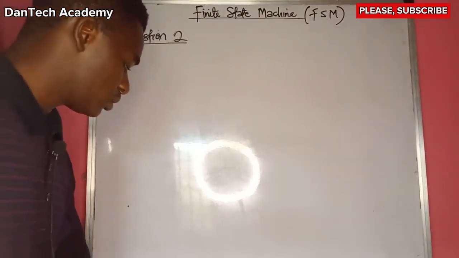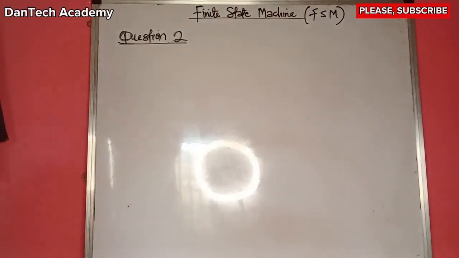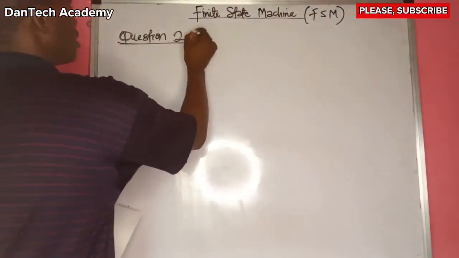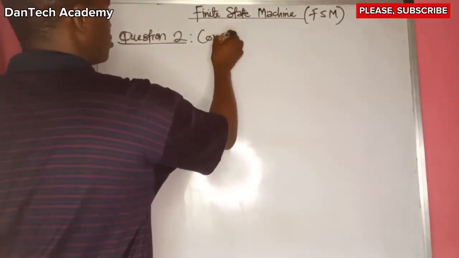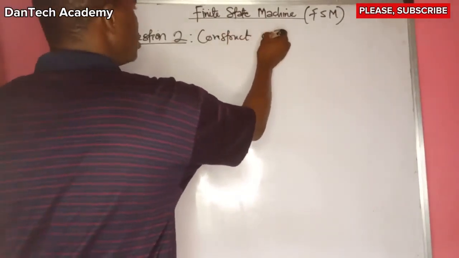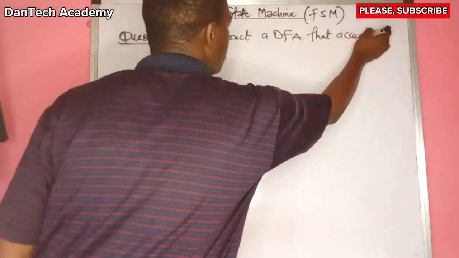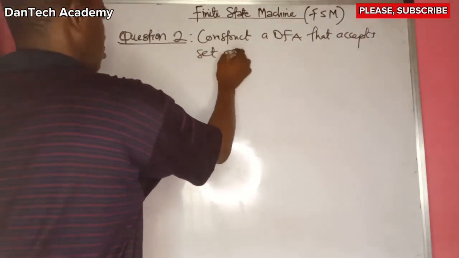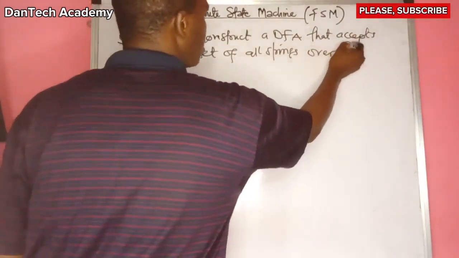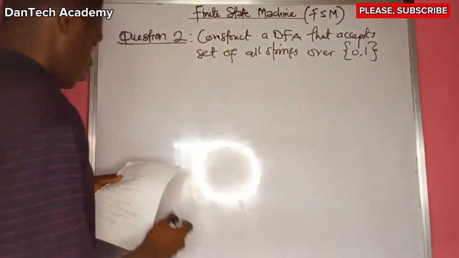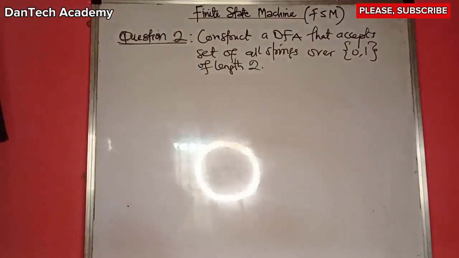So let's look at this next question. The question says, construct a DFA that accepts the set of all strings over 0, 1 of length 2.